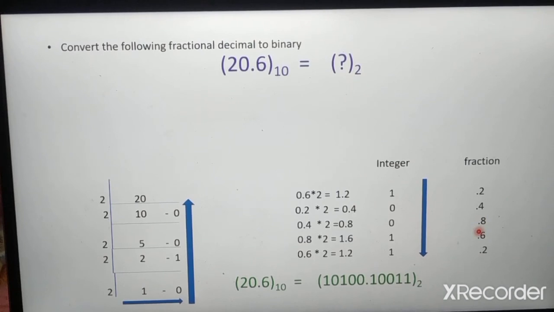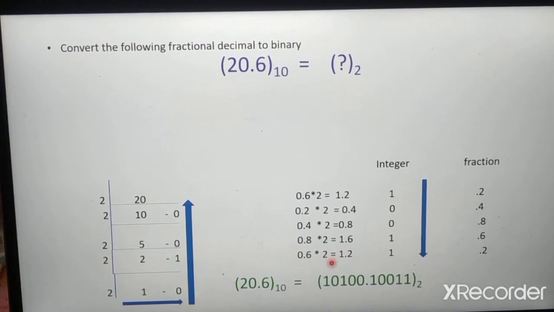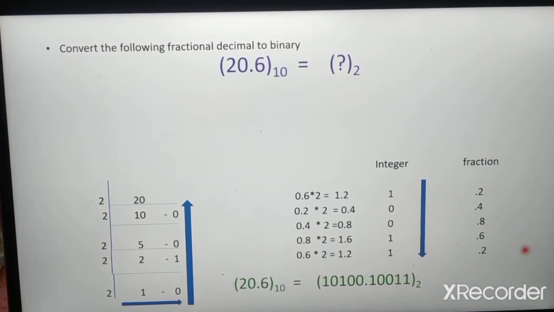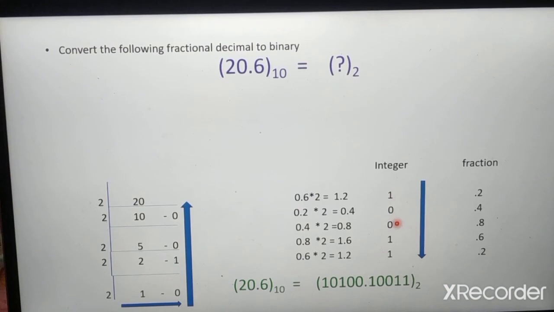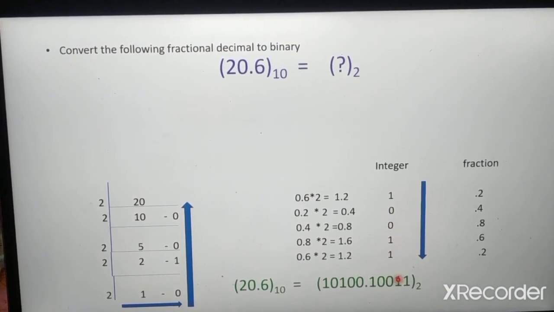Again we multiply the new fraction by 2, we get 1.6. 1 is our integer and 0.6 is our fraction. So again we multiply by 2, 1.2, 1 is our integer, 0.2 is our fraction. This 0.2 repeated, so we can stop the process. Then finally we write the answer from top to bottom, 10011, which is the fractional binary number for 0.6.